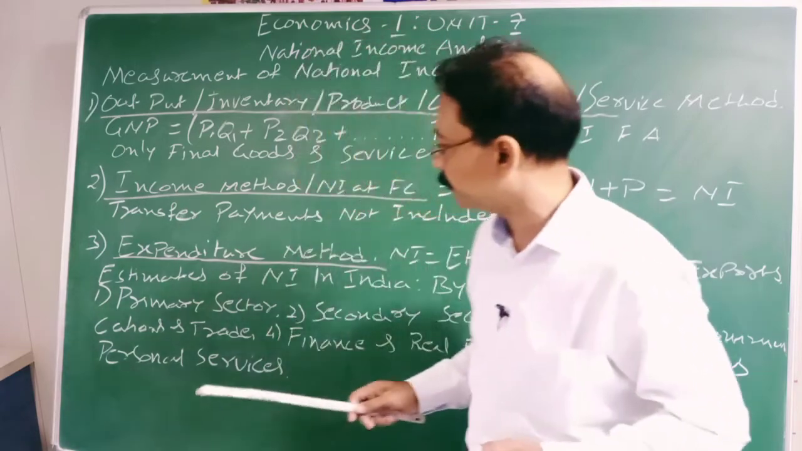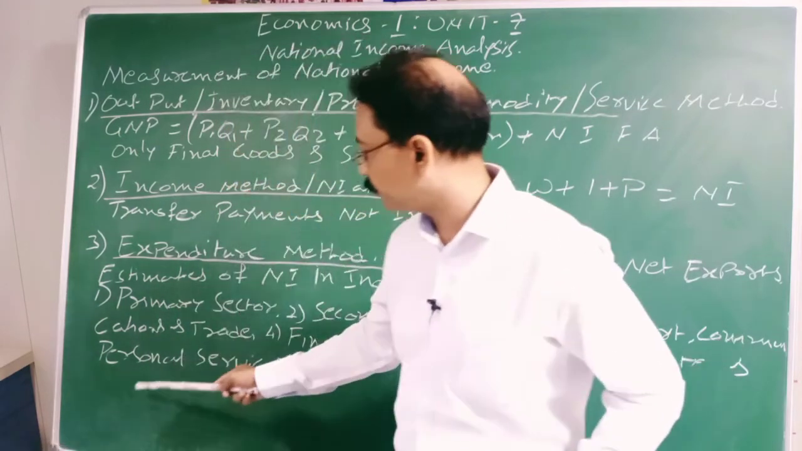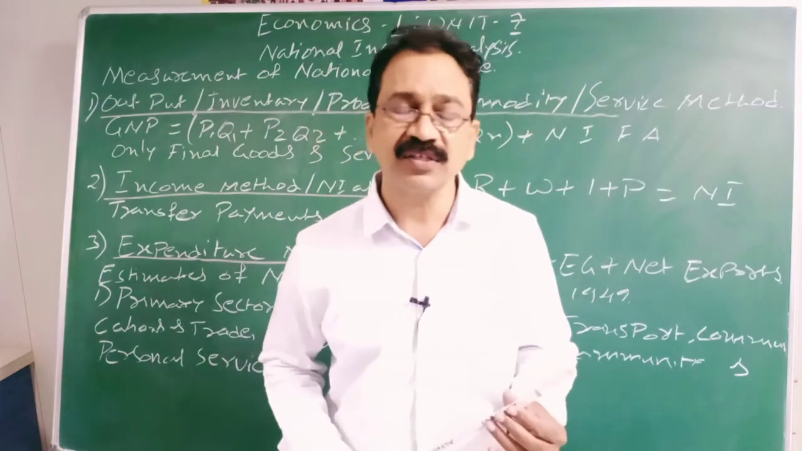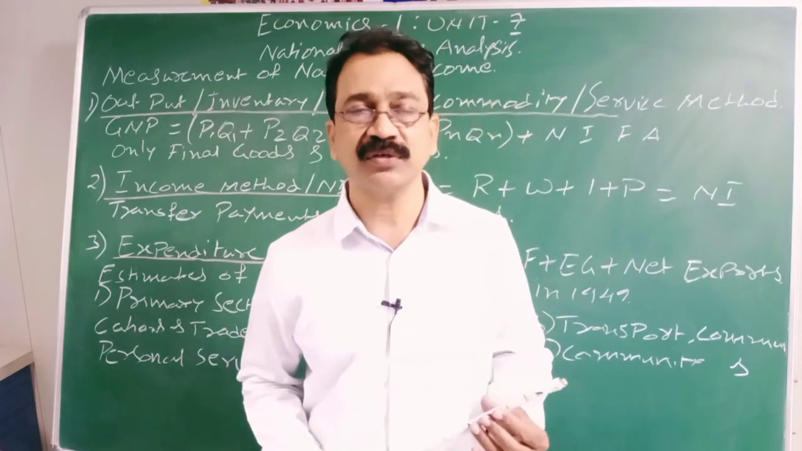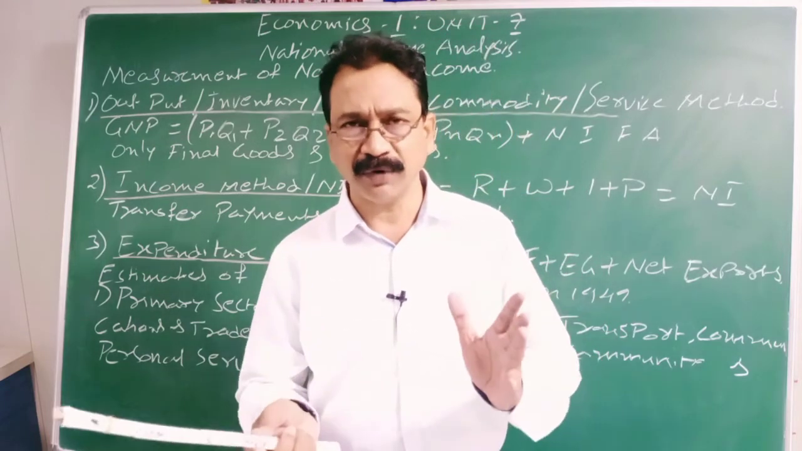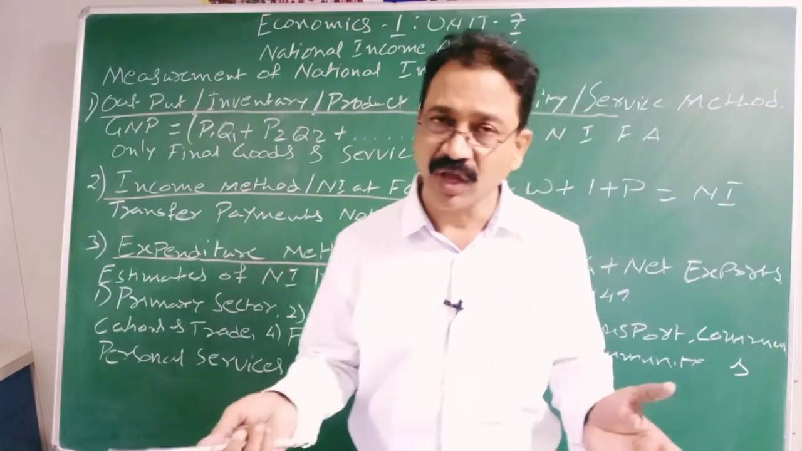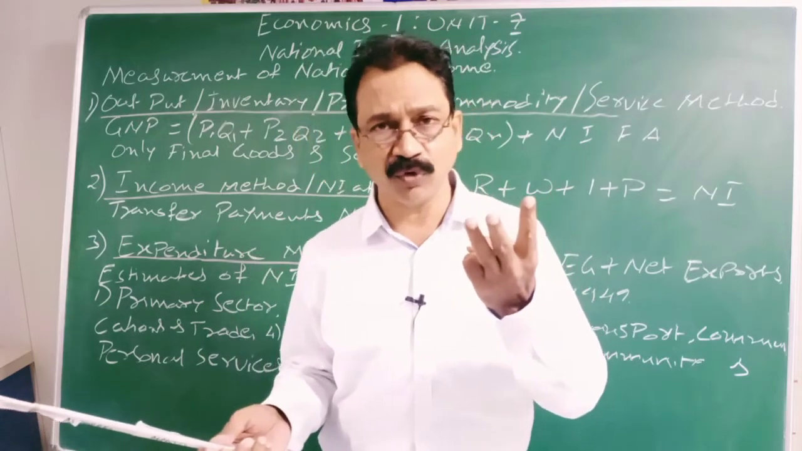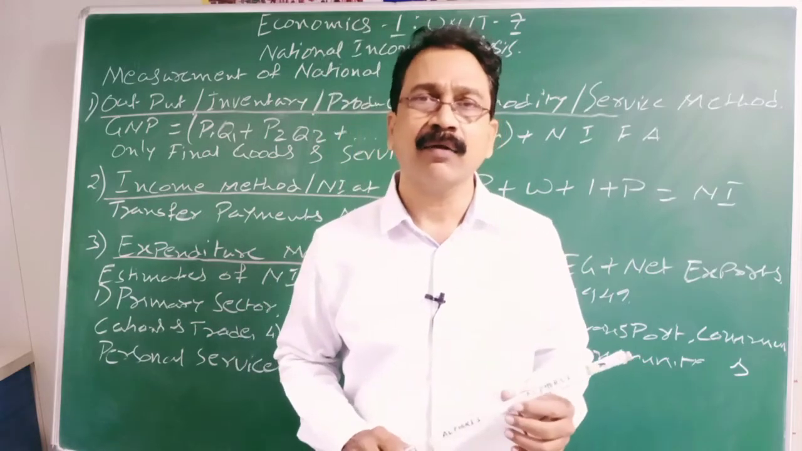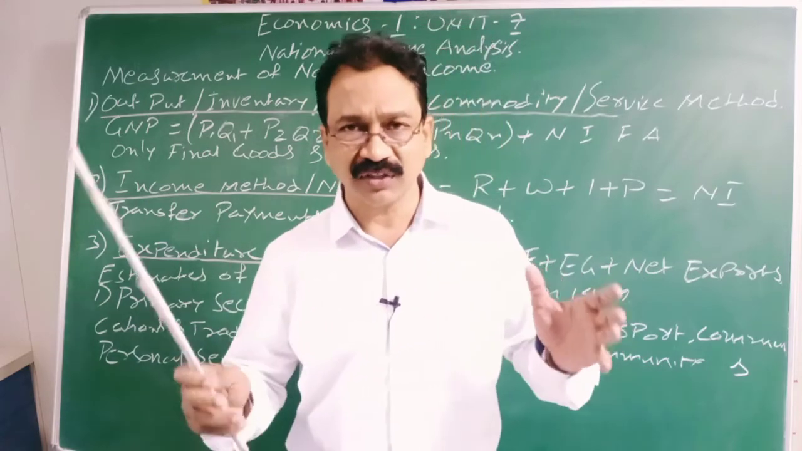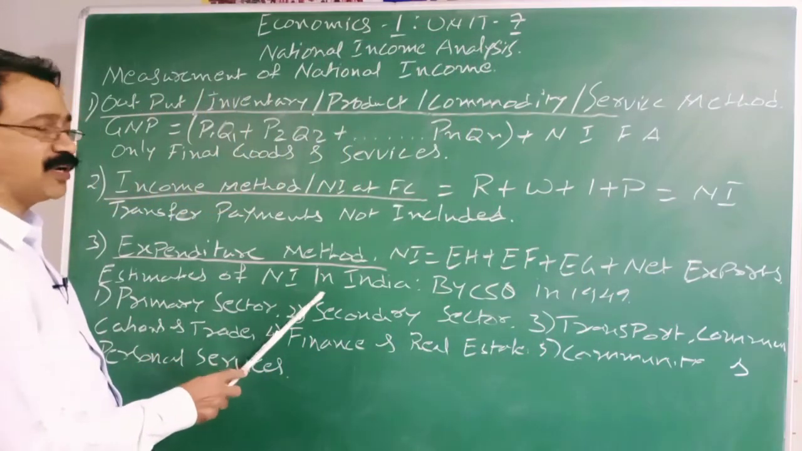And the fifth one, community and personal services. Under this community and personal services group we will see defense, public administration, all those things. Like under public administration your RTO comes, police department comes, and defense, air force, army and naval force, submarine force, all this will be included in that one. In this way we have 5 groups. Under these 5 groups there are 13 sectors. With the calculation of those 13 sectors we will estimate national income in India.